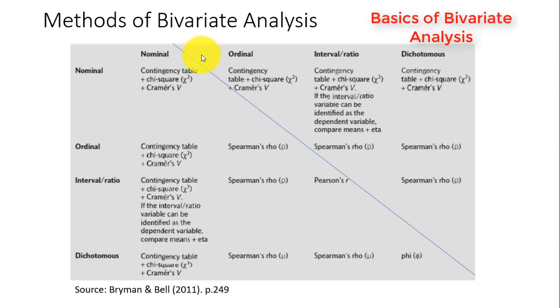Bryman and Bell have suggested the appropriate method of bivariate analysis depending upon the nature of the variables. Methods are the same below the diagonal and above the diagonal. So let us see which methods are available for exploring the relationship between variables. If the variables are nominal and nominal, then we use contingency table, chi-square and Cramer's V. If the variables are nominal and ordinal, then we use contingency table, chi-square and Cramer's V. As you can see, these are the various methods available for bivariate analysis depending upon the nature of the variables.